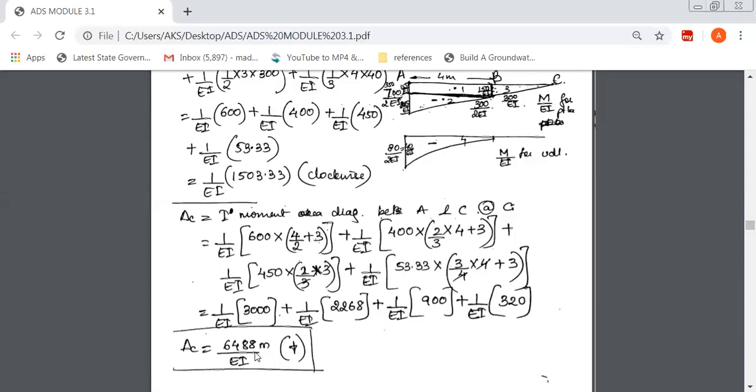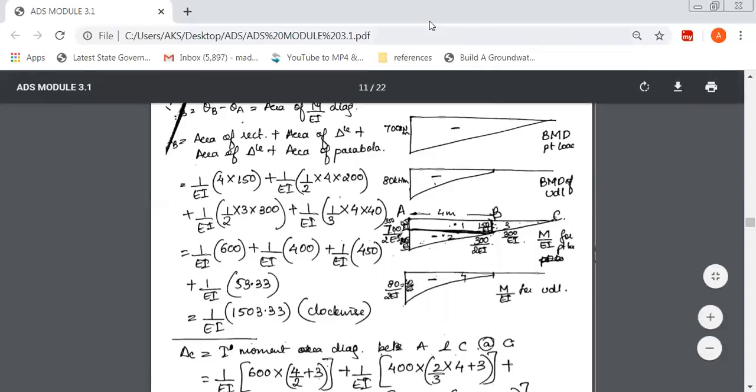Again, the answer is positive. So the moment is acting, the deflection is acting downward. Here also answer is positive, slope is acting, that is rotation is clockwise.